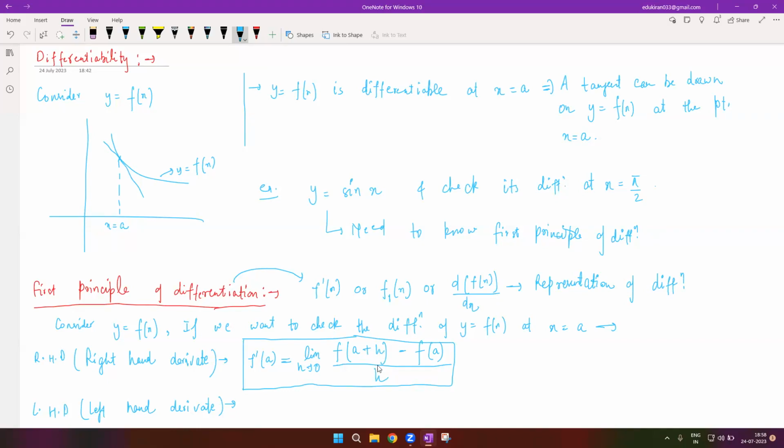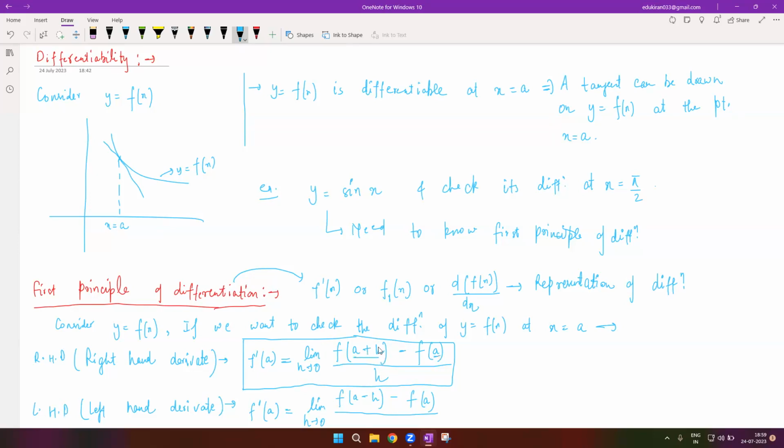So the right hand derivative will be f of a plus h, and the left hand derivative will be f dash a, limit h tends to 0, f of a minus h minus f a divided by, okay, so in the denominator, we are basically writing the difference of both of these inputs.